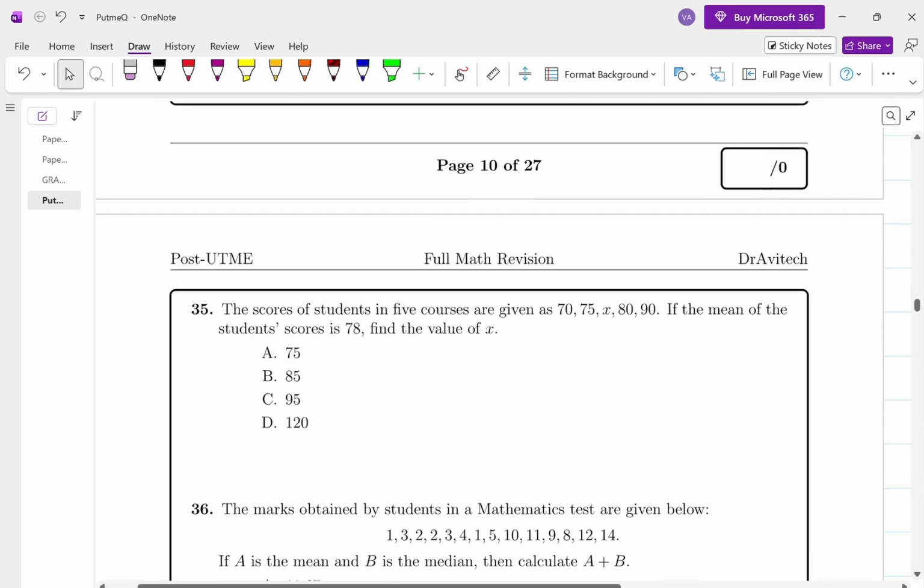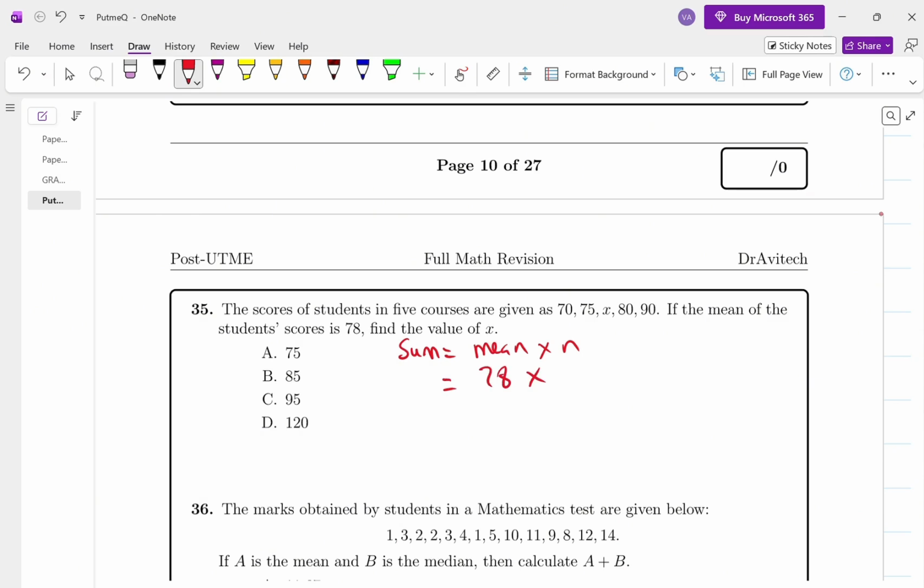So the scores of students in 5 courses are given as follows. If the mean score is 78, find the value of X. One thing you need to know is the sum of all the scores is the mean times how many numbers you have. So this formula stays. Our mean is 78. How many numbers do we have here? We have 5 numbers. So 78 times 5 will give us 390. So that was what the sum of the scores would be.